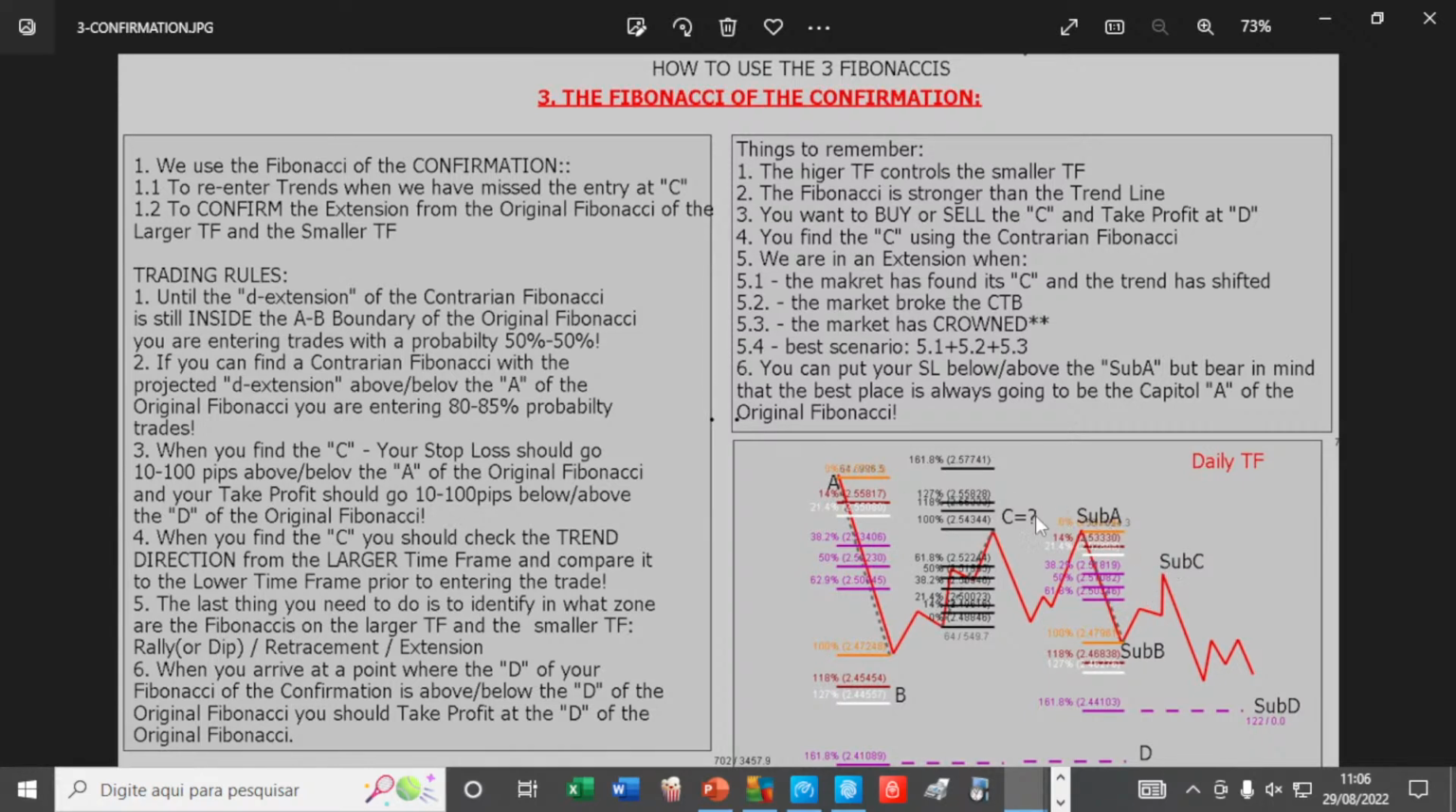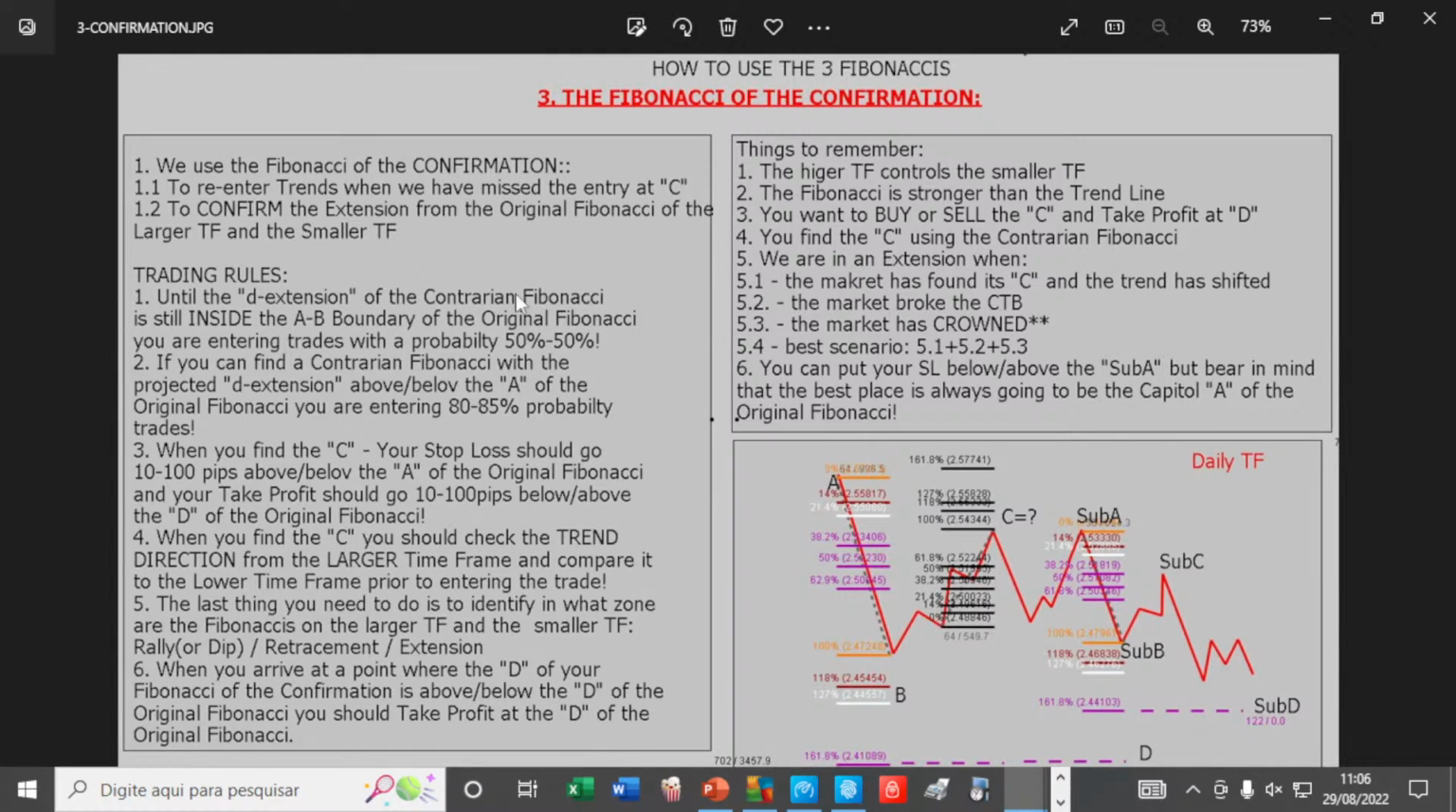Wow, this is good news. We were sleeping, we were traveling, we were walking our dogs. So the best entry is over. Well, we are going to use the Fibonacci of the confirmation to re-enter trends when we have missed the entry at the C. And number two, to confirm the extension from the original Fibonacci of the larger time frame and smaller time frame.